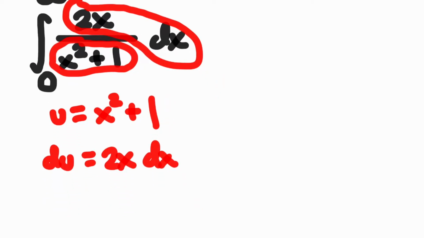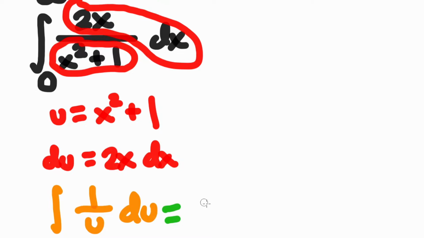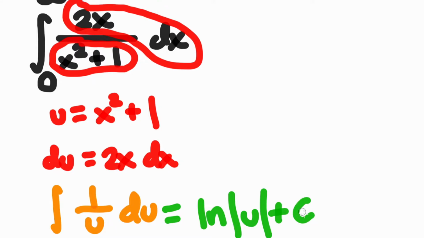From here, I'm going to just find the antiderivative really quick. So you're going to have 1 over u du, which means the antiderivative with respect to u is going to be equal to ln of u plus c. We don't really need the plus c though, but I'll just write it down for fun.